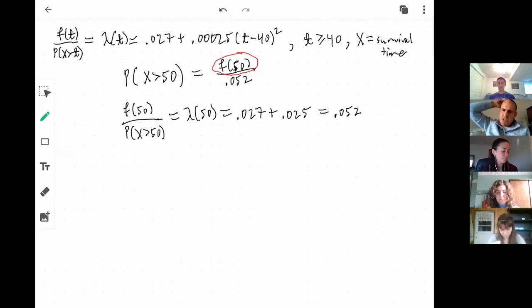Yeah, because the exponential distribution, what do we know about the hazard rate? Like there was that example back there, right? What did we learn about the hazard rate for the exponential function? But that's just a constant. Yeah, that's always a constant. And this thing isn't a constant, right? Mm-hmm.